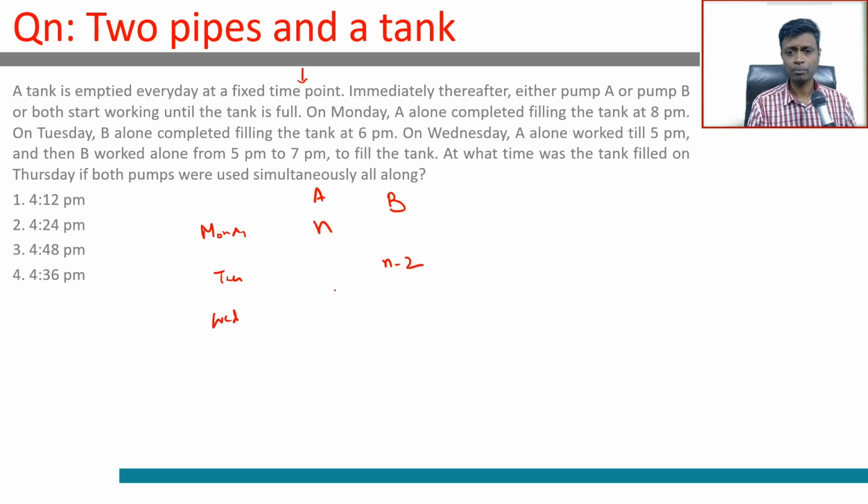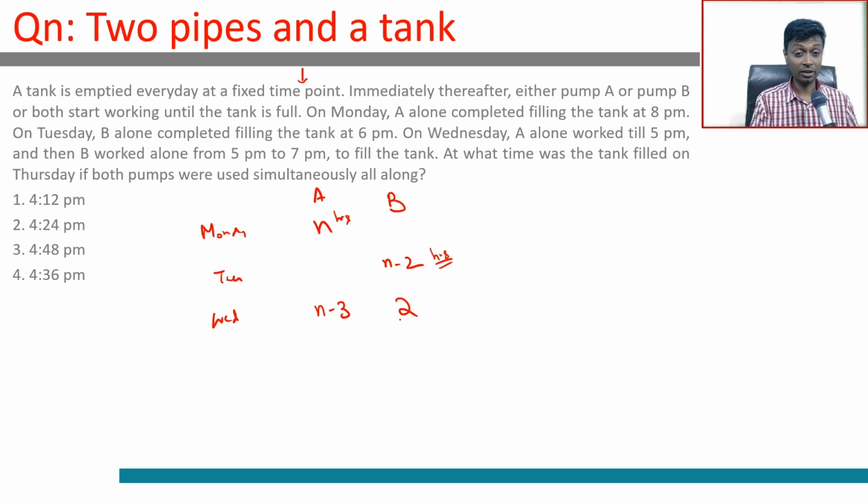On Wednesday, A alone worked till 5 p.m. Plus n minus 3 hours A has worked. And then B worked alone from 5 p.m. to 7 p.m. to fill the tank. 2 hours to fill the tank. So A takes n hours to fill the tank. N hours of A can fill the tank. N minus 2 hours of B can fill the tank. N minus 3 hours of A and 2 hours of B can fill the tank.